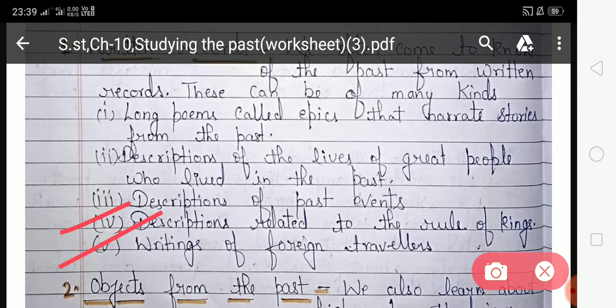Fifth, that is the last one, writings of foreign travelers. So student, in ancient times many foreigners came to India and traveled all around the country and observed many things, like what work they did and where they lived, what they ate and what they wore. And they also learned about our tradition and culture, and they wrote about these things. With the help of the writings of foreign travelers, we can also learn about the past.